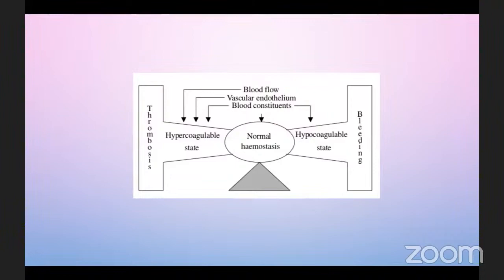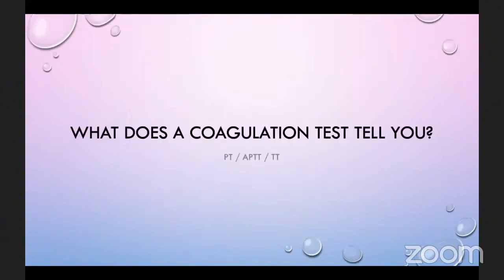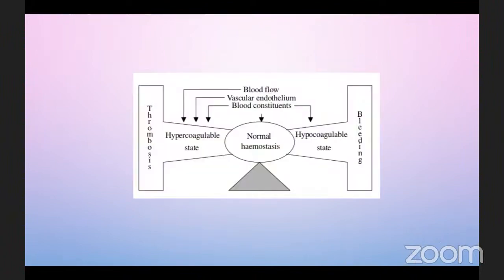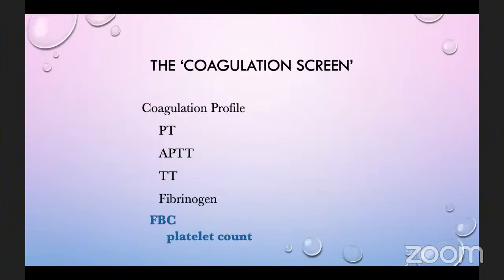If there is an imbalance, in the sense that your procoagulation factors become higher, or there's a problem with fibrinolysis, then you are put at a hypercoagulable state. If there are deficient coagulation factors, then you will be put at a bleeding state. So if this equilibrium is affected, then you will have problems, right?